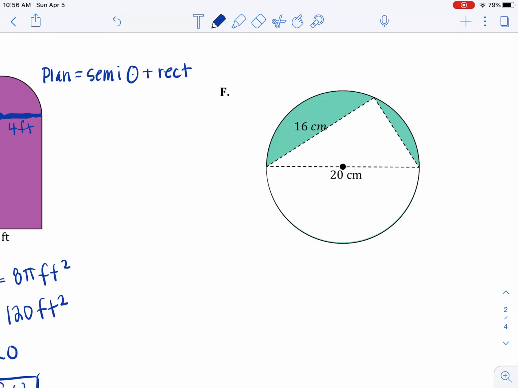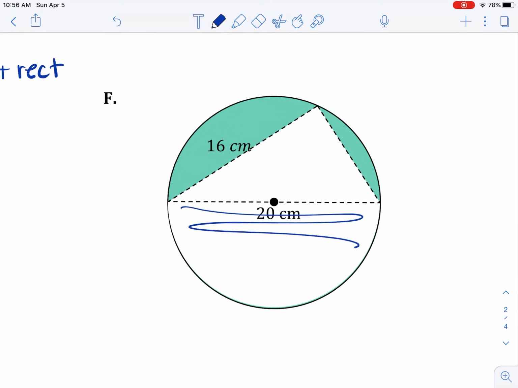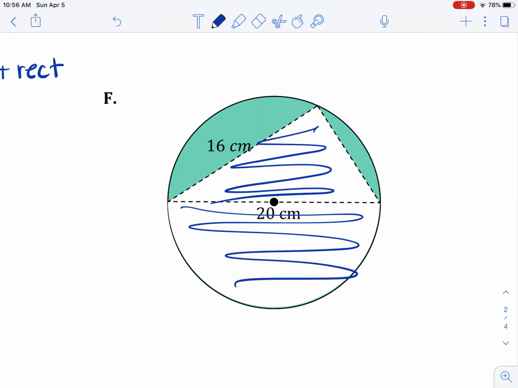All right, the very last one here, and then you can get started on the homework. I want to find the area of the shaded region, so I need to know what my plan is. Okay, so I see a whole circle. Then I have to get rid of half of the circle because I have to get rid of this, and then I have to get rid of this triangle.